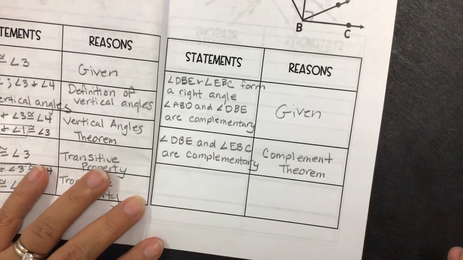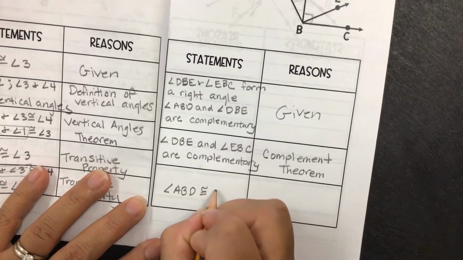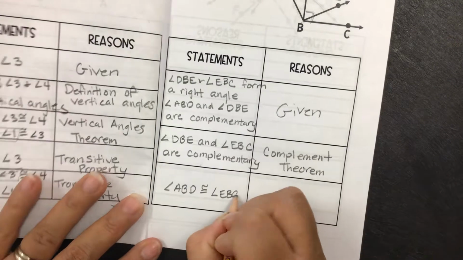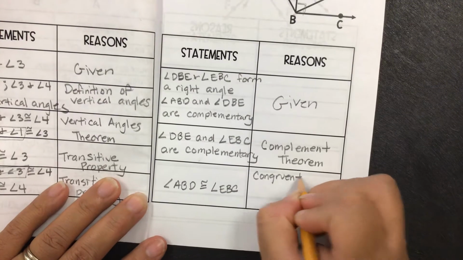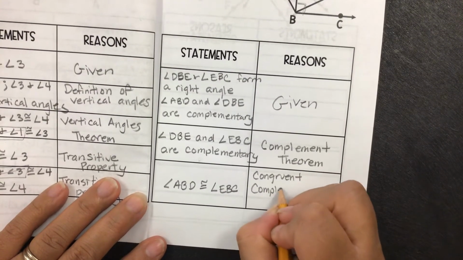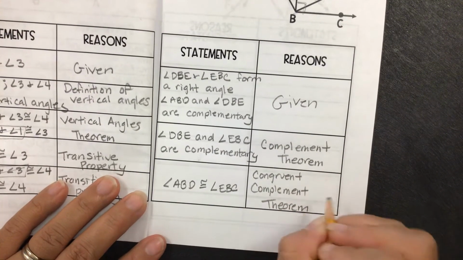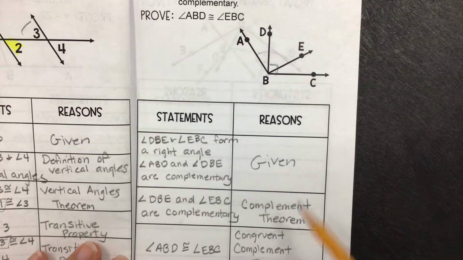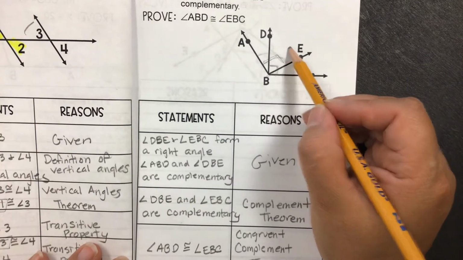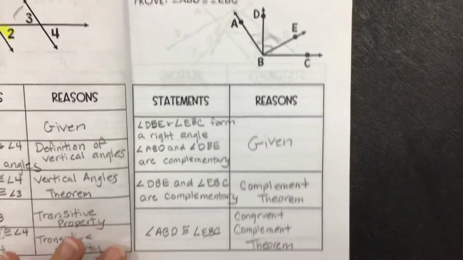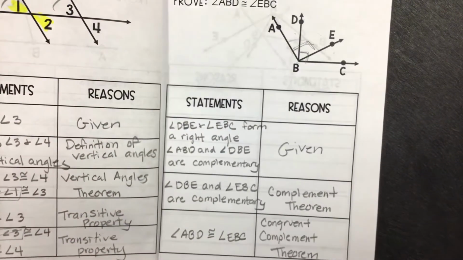Okay? So now we can say that angle ABD is congruent to angle EBC. And this is by the congruent complement theorem, which says that if you know that this is a right angle and this is a right angle and they share an angle, then these two have to be congruent. Five.